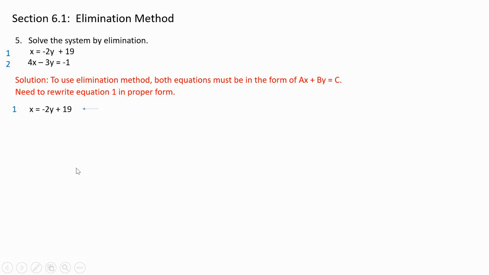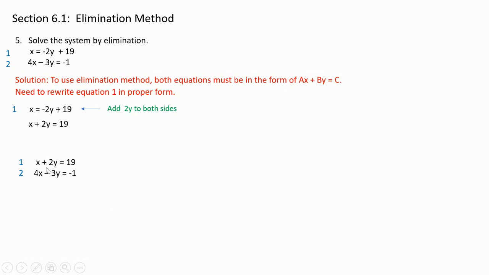So I'm going to add 2y to both sides. That gives us x plus 2y equals 19. Now it's in proper form, in the form of ax plus by equals c. In some textbooks, they call this the general form, but in this textbook, they just say the rule. Okay, so what rule? The rule of ax plus by equals c. That's why I just put the form, not the name of it, okay?